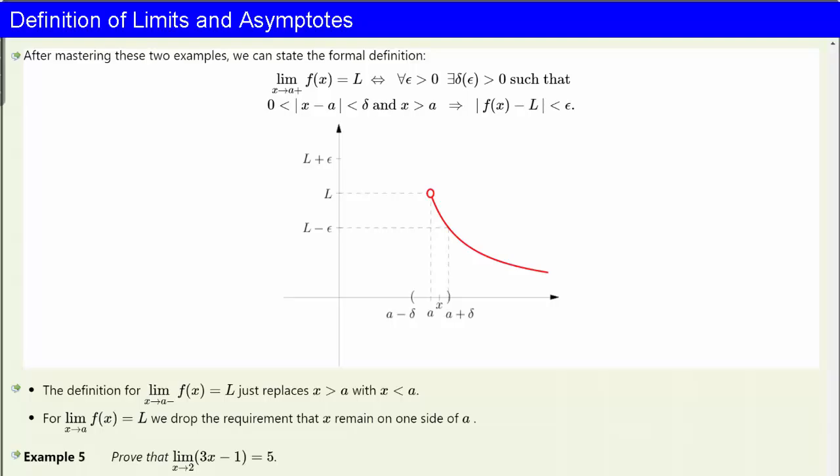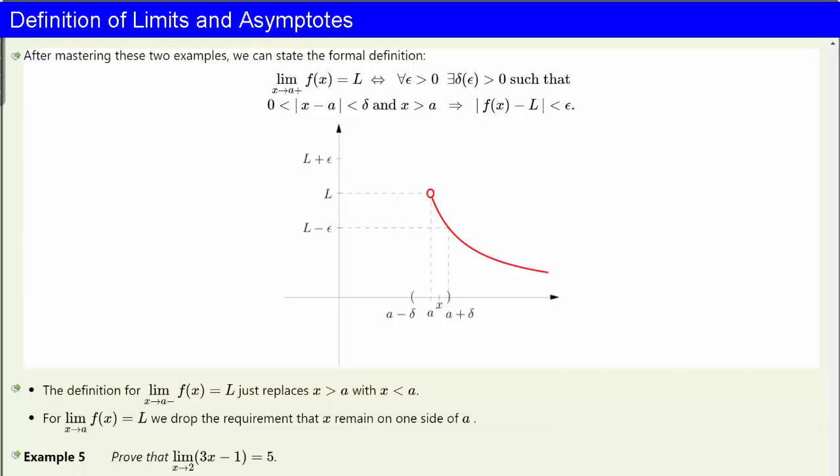The limit as x tends to a from the right of f of x equals L means that for every epsilon greater than 0, there is a delta greater than 0, such that x minus a in absolute value positive and less than delta, and x to the right of a, implies that the distance between f of x and L is less than epsilon.